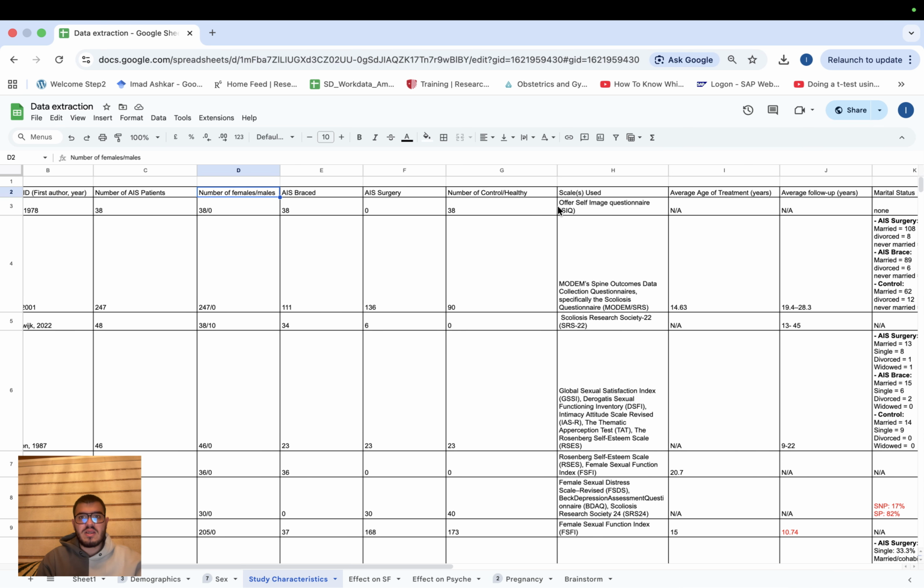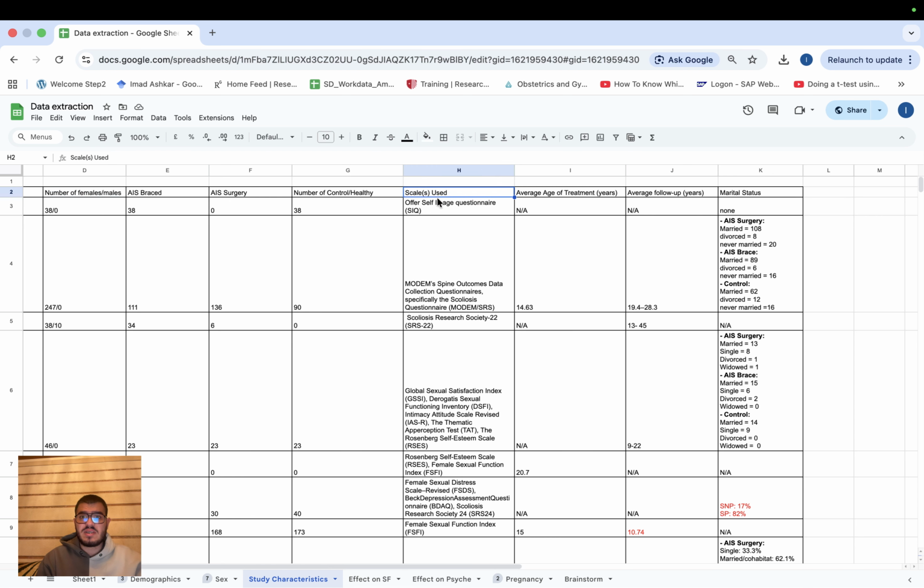Now, specific for our study is the scales used. Since we're assessing sexual and psychological function for AIS patients, we need to include the scales used to assess these outcomes, which, for example, are SIQ, Modam spine outcomes. So it depends. These are specific for our study.